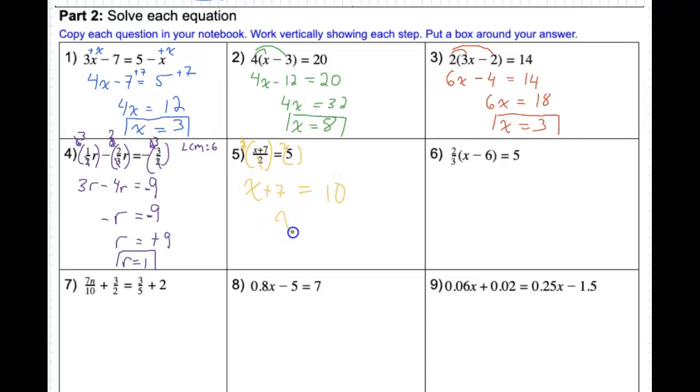Oh, this is so easy. X, I'm going to subtract 7 to both sides. X equals 3. I can check that. 3 plus 7 is 10 divided by 2. 10 divided by 2 is 5, so that works.